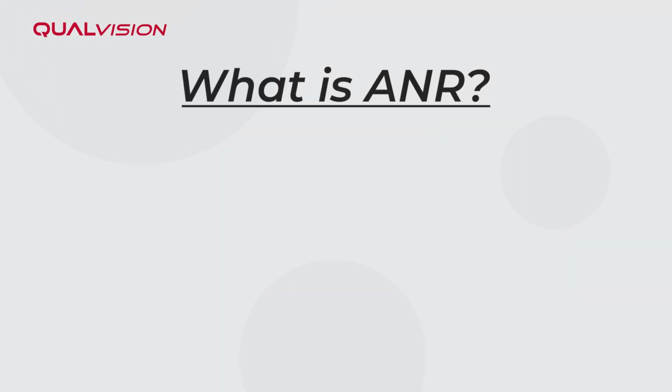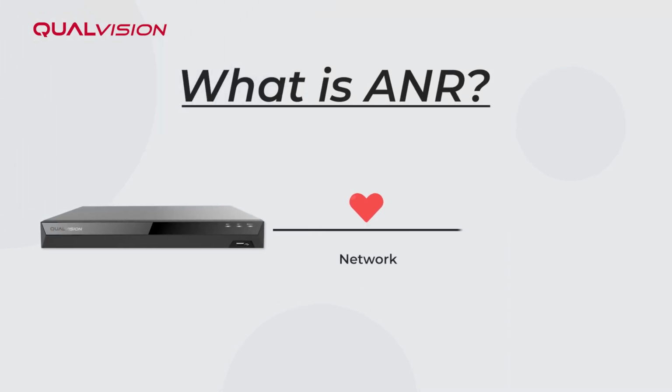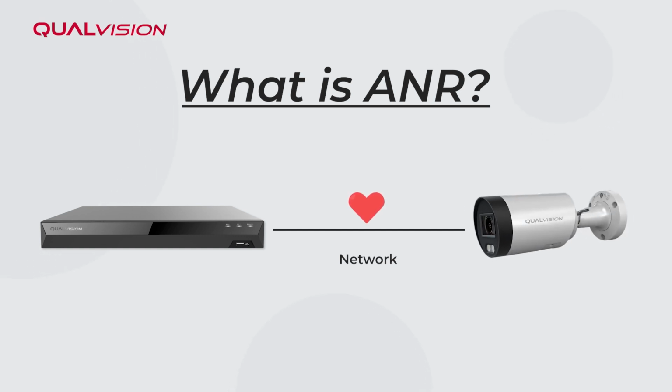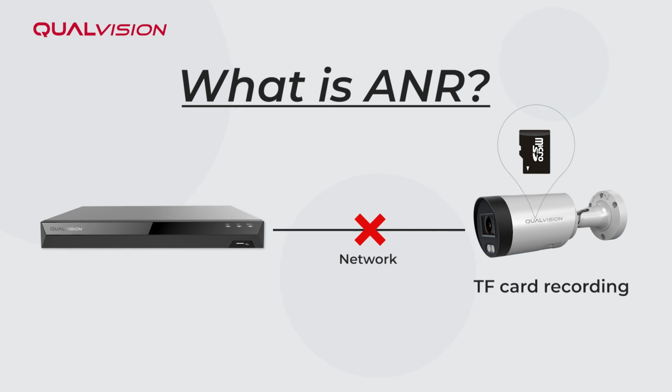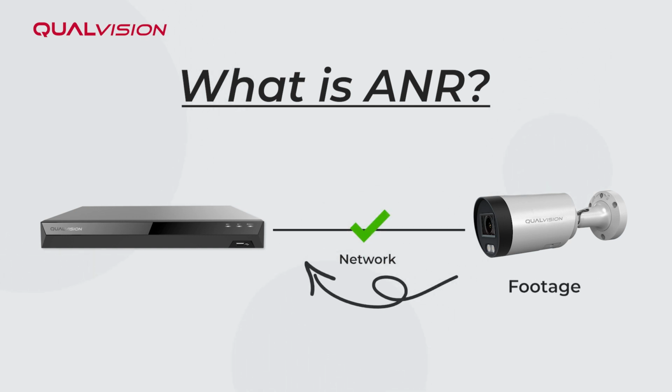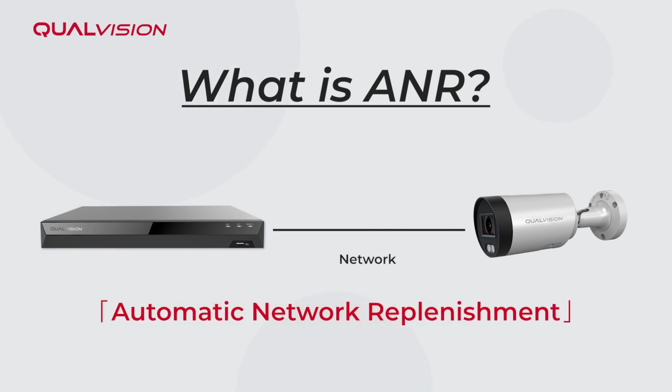What is ANR? NVR will send a heartbeat detection signal to IP camera every 1 second. IP camera will automatically start TF card recording in case of network failure. The footage will be auto-sent back onto the NVR once the network recovers. This working process is called automatic network replenishment.